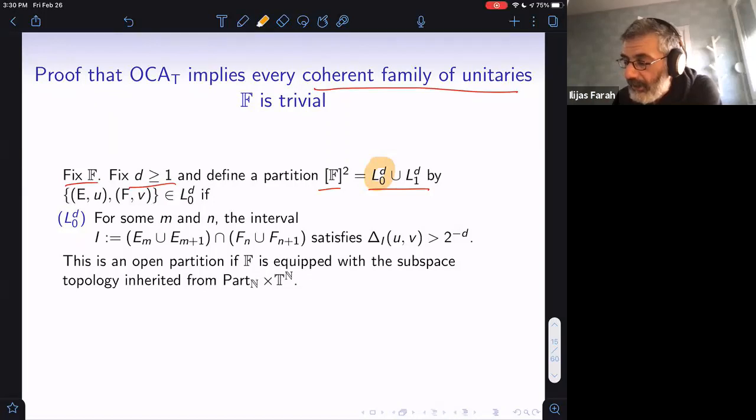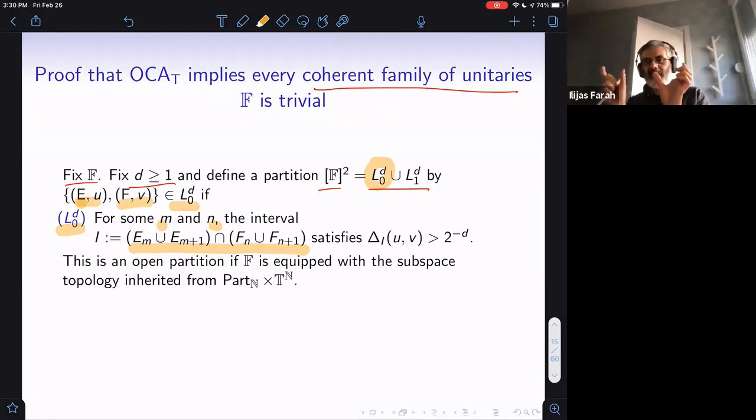The partition is defined by putting a pair of pairs, right? Elements of F are pairs, and we have a pair of those, (E,U) and (F,V), to be in this open set if this condition that I denoted L_D^0 here holds. So there are M and N natural numbers such that if I take this interval, it's familiar, right? We are always taking a union of consecutive intervals from E, and a union of consecutive intervals from F, and intersecting those. And then we have delta_I of (U,V) is greater than 2 to the minus D.